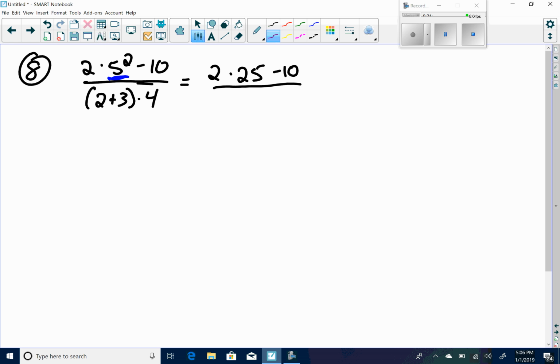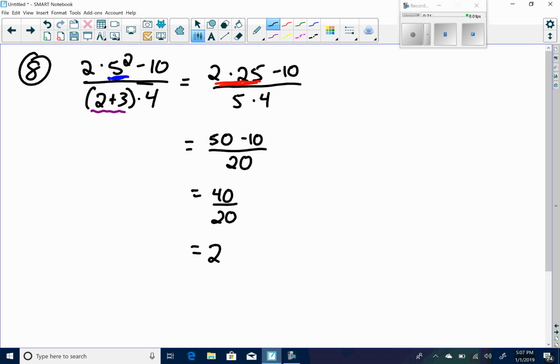And then in the denominator, since they're separate, I could take care of the first parts of each part of the fraction at the same time here. So I could take care of that 2 plus 3, which will give me 5 times 4. Okay, after that, back to the numerator, my next step would be to multiply 2 times 25, which will give me 50 minus 10. And then in the denominator, I can multiply those two together to get 20. I still have one more calculation in the numerator. 50 minus 10 will give me 40. So this is saying 40 divided by 20, which will give me a 2.